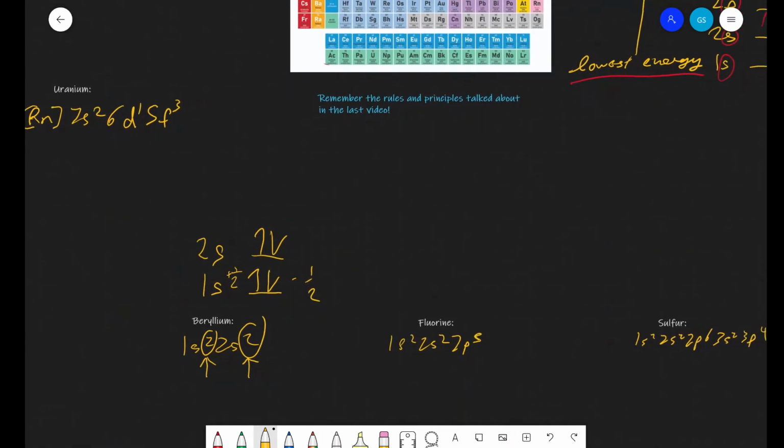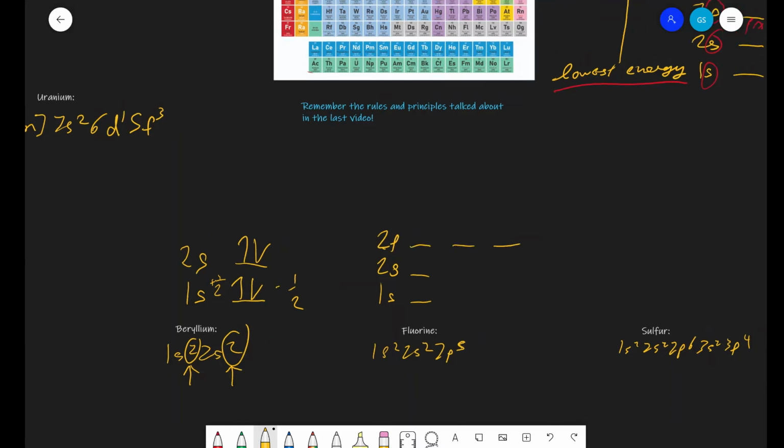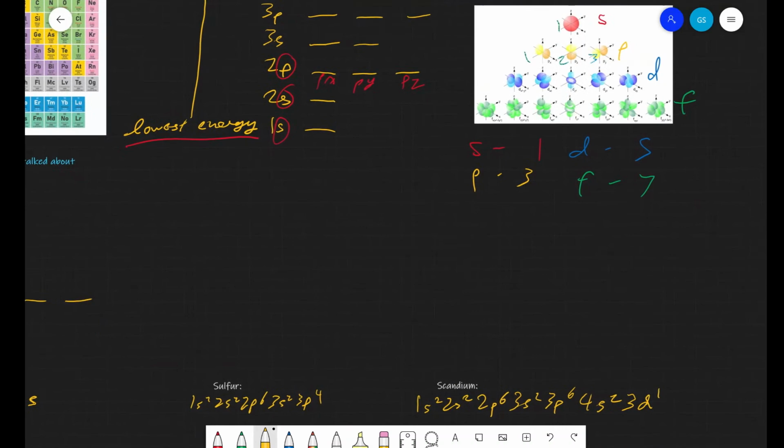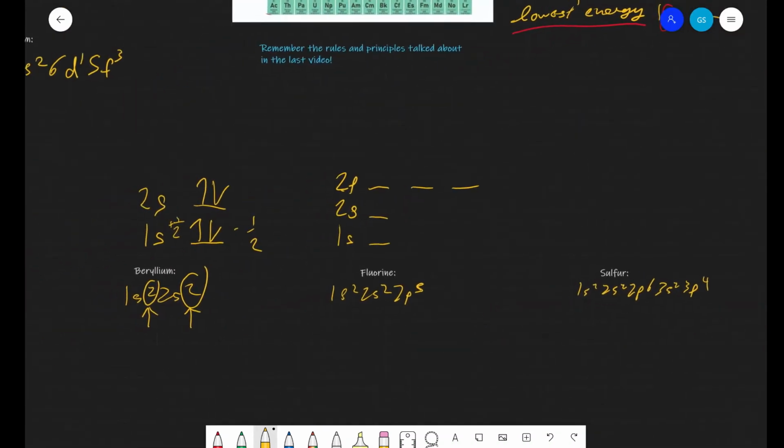Let's say we did fluorine. We're going to write out all the numbers and letters on the side: 1s, 2s, 2p. The s's have only 1, but now we're on to 2p. Let me write that better. That does not look like 2p. 2p: 1, 2, 3. Remember what I told you about the p orbital? It has 3 different orientations, so we have to account for that.